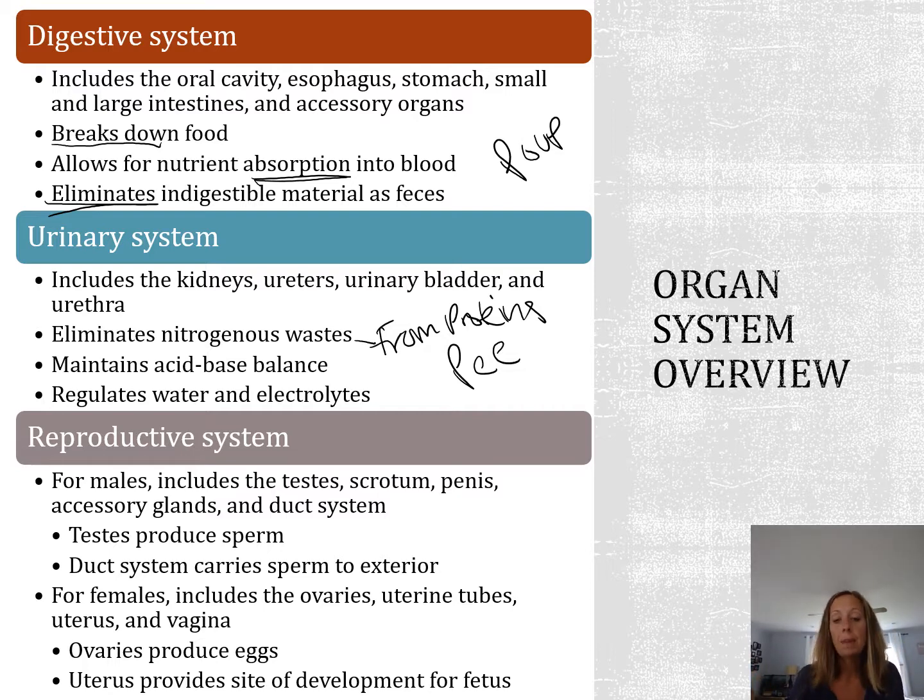Okay. For females, we have ovaries, uterine tubes, which is going to be your fallopian tubes, or your oviducts is what we call them when we do the pig. Your uterus and vagina. Ovaries produce the eggs. Uterine tubes or fallopian tubes are going to carry the eggs from the ovaries down to the uterus. The uterus is where the baby develops, or the fetus. Right? And then vagina would be external. Okay?